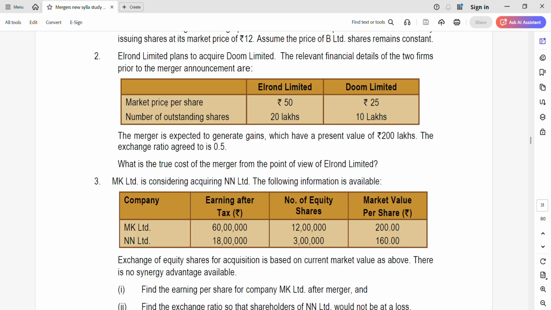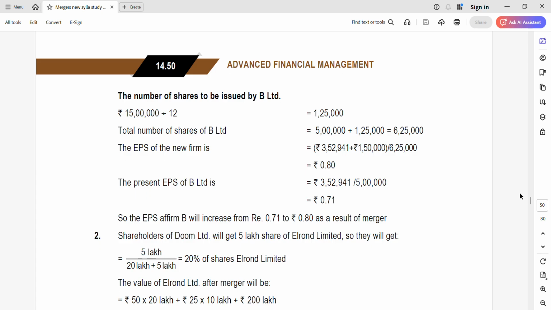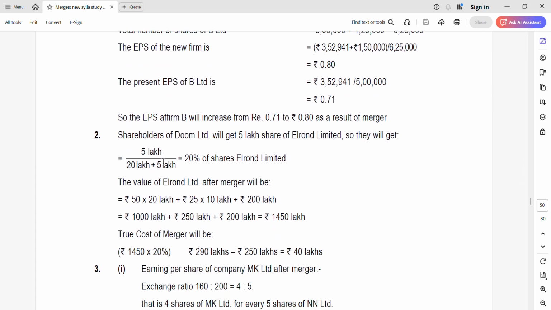So how to compute the true cost of merger? If you can see what the various data given are, from that the true cost of merger can be arrived at as follows. See, the shareholders of Doom Limited will get 5 lakh shares of Elron Limited. So that will be 5 lakh by 20 plus 5, which will give you 20%. First step in the true cost of merger: compute the total percentage of holding.